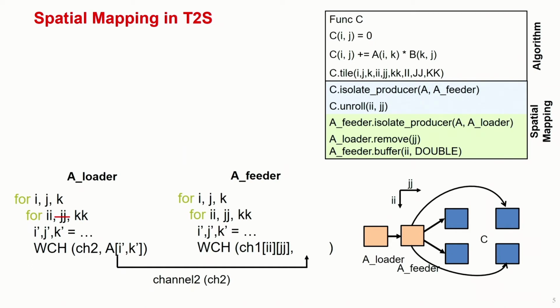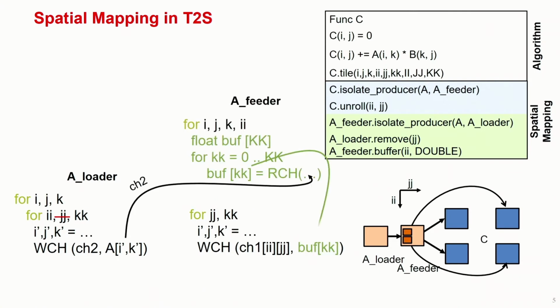But now, because we have already removed a loop in the A loader, and A loader and A feeder had a producer-consumer relationship, removing a loop in the producer but not in the consumer actually breaks this data flow relationship. Hence, in order to recover this data flow relationship, the user inserts a buffer in A feeder at the appropriate loop location. In this particular case, this loop location is II.